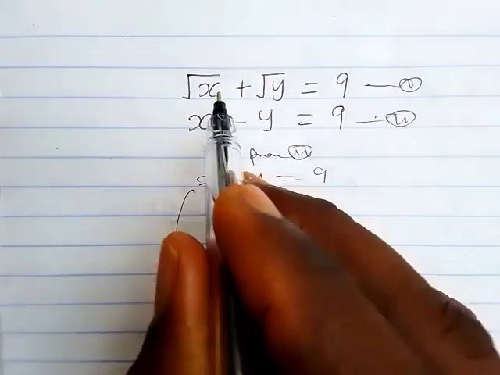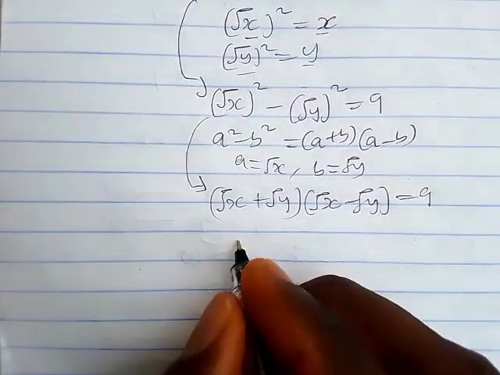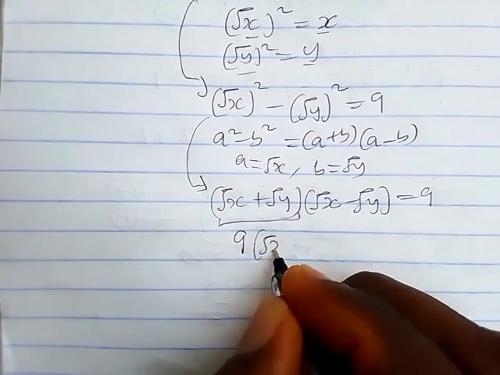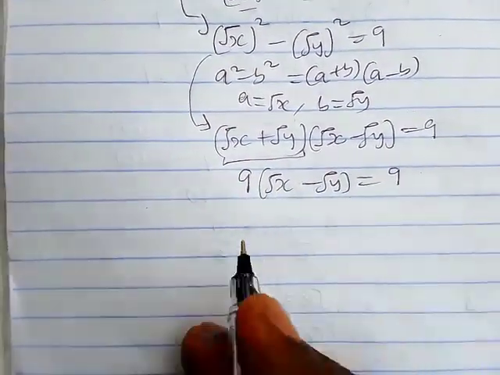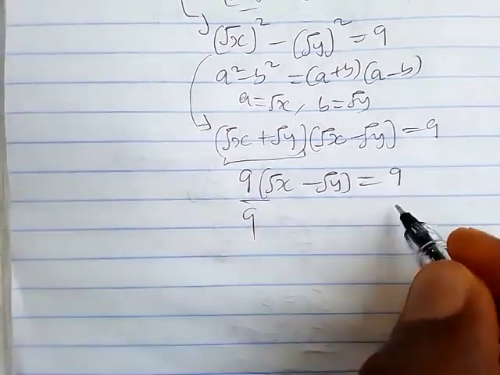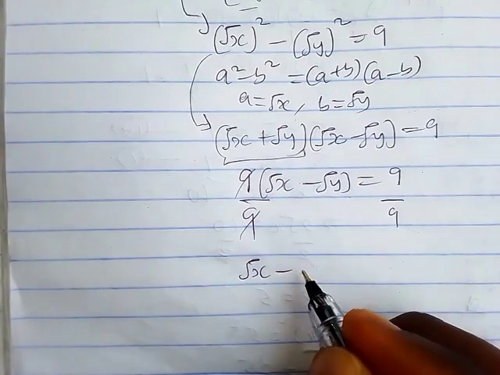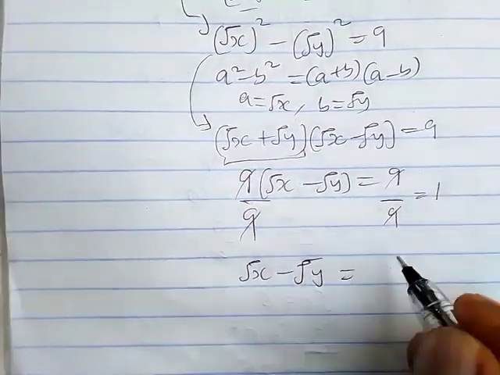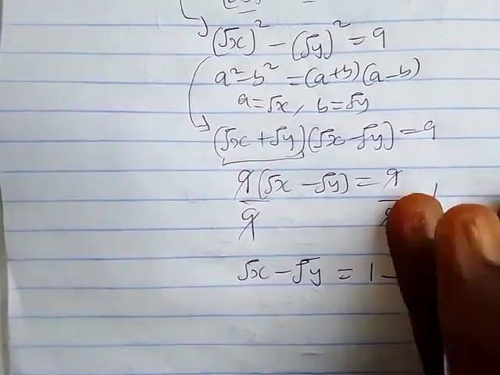So let's see. Square root of x plus square root of y equals 9 in equation 1. So we replace this with 9, times square root of x minus square root of y equals 9. Let's divide both sides of this equation by 9. So 9 cancels 9, and we are left with square root of x minus square root of y equals 1. So let's call this equation 3.